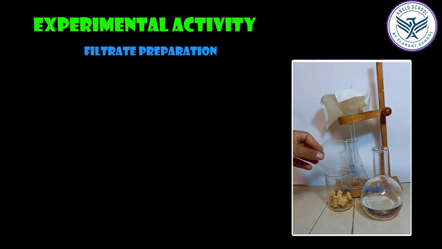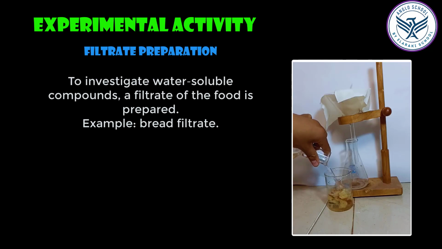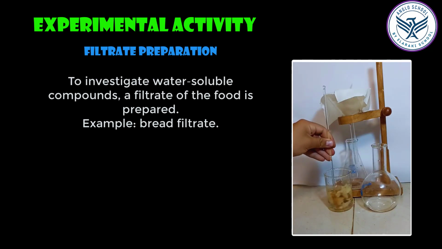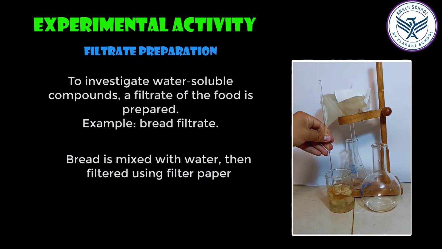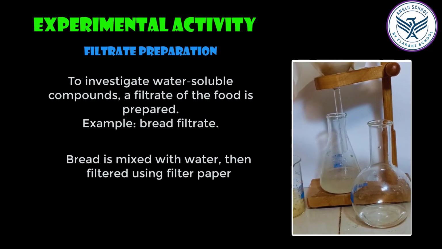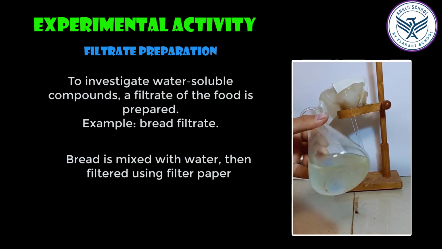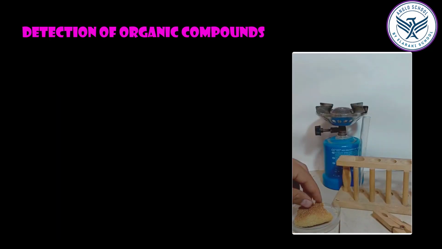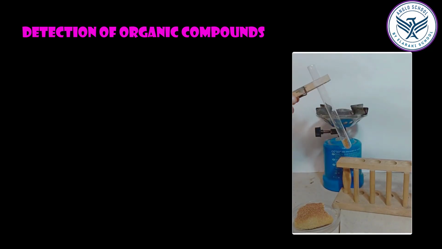We started our experiment by preparing a filtrate of bread. To investigate water-soluble compounds, a filtrate of the food is prepared. Example: bread filtrate. Bread is mixed with water, then filtered using filter paper. Next, we proceeded to the detection of organic compounds.